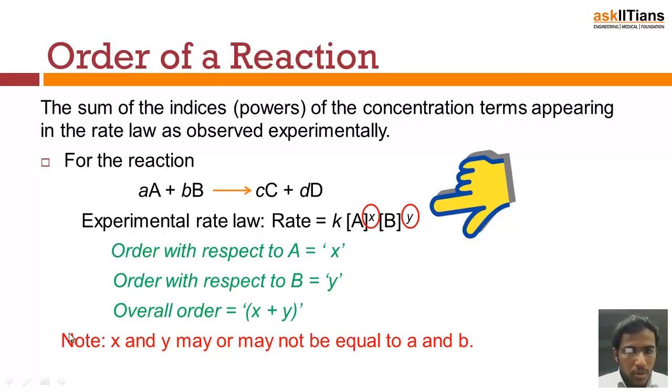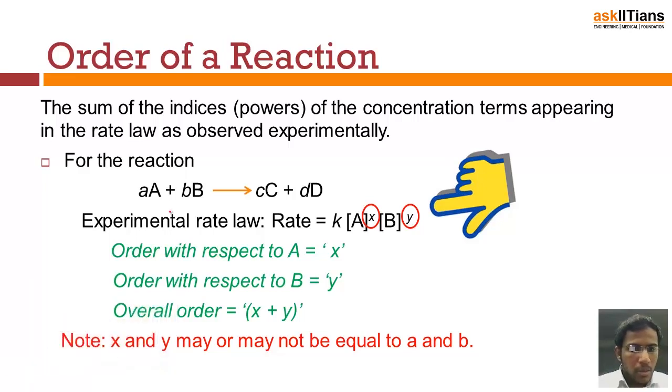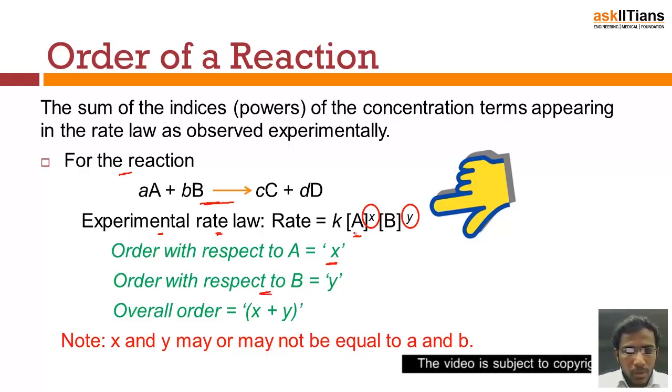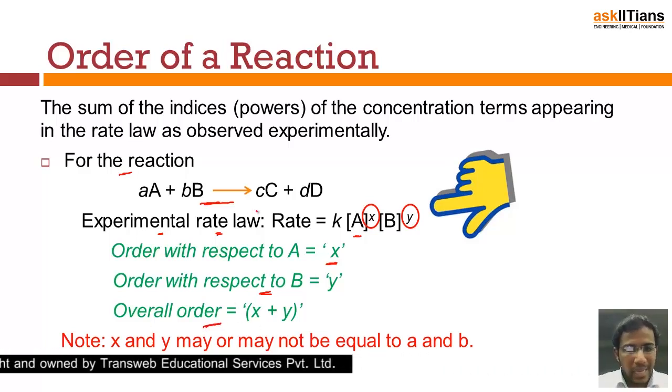Now let's learn about what is meant by order of a reaction. So we already know what is a rate law. For this reaction, the experimentally determined rate law expression is rate is equal to K, rate constant, into concentration of A power X and concentration of B power Y. X is known as order with respect to the reactant A, and this Y is known as order with respect to B.